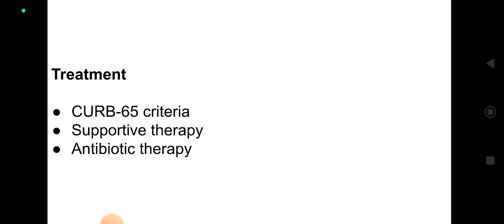In supportive therapy, oxygen therapy is there. Intravenous fluids may also be required in hospitalized patients. Antibiotic therapy is started in outpatients and also hospitalized patients.